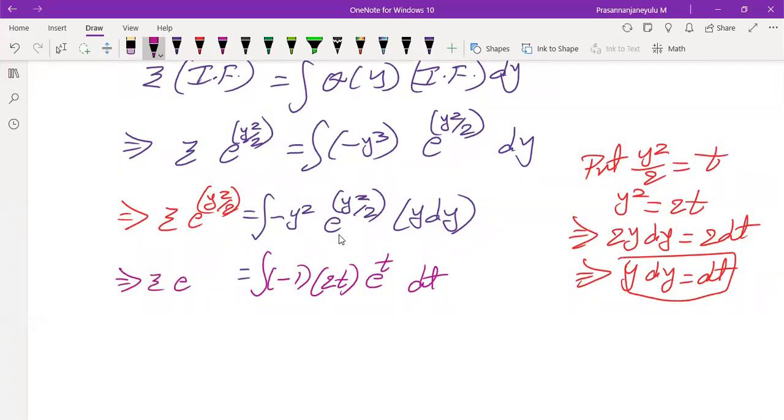So be careful, students. Don't substitute y square by 2 is equals to t on the left hand side.